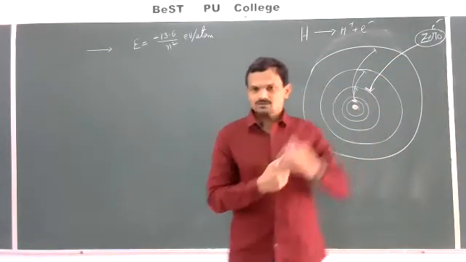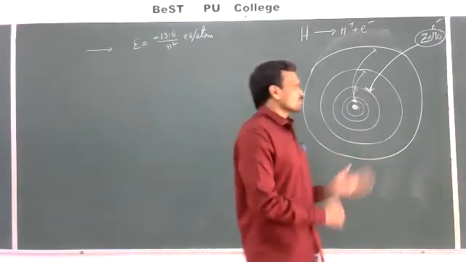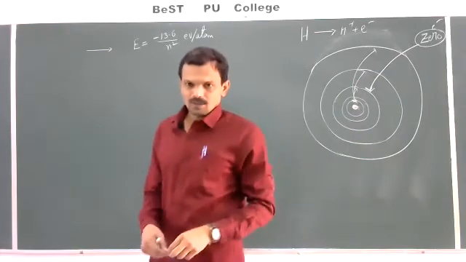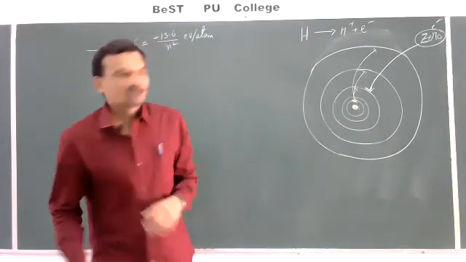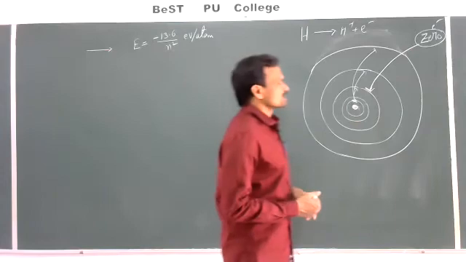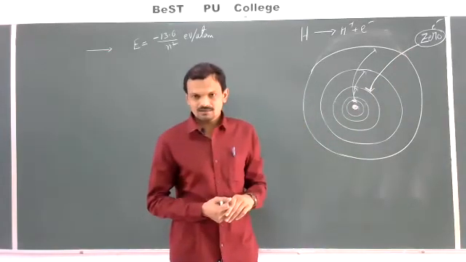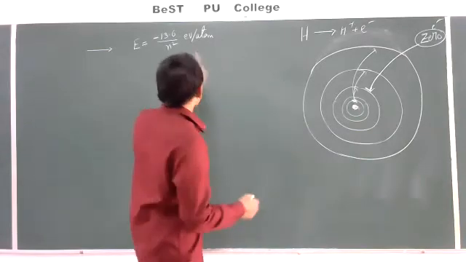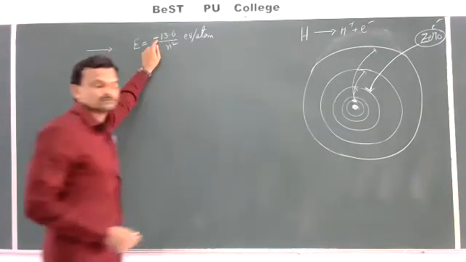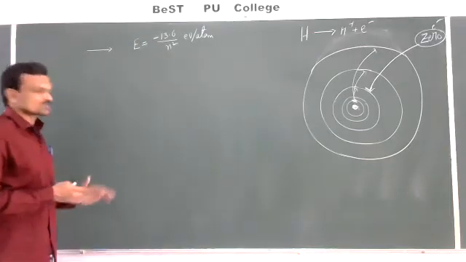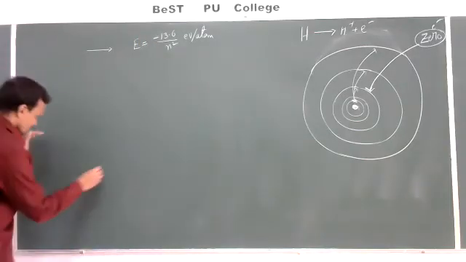Now take the opposite. When an electron is moving towards the nucleus, what happens to its energy? It decreases. That's why it is taken as negative. Now let us see the energies of different orbits.